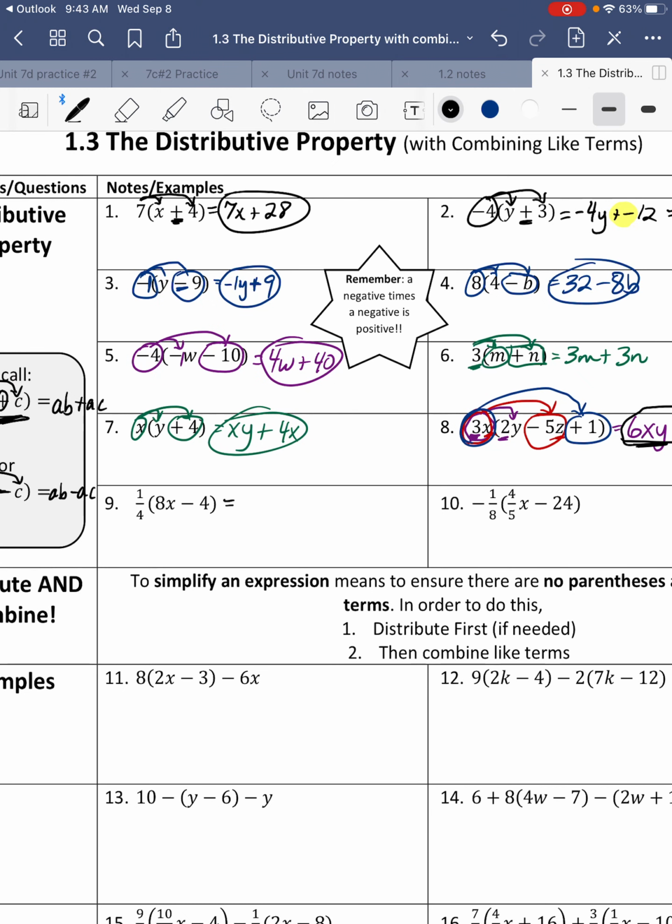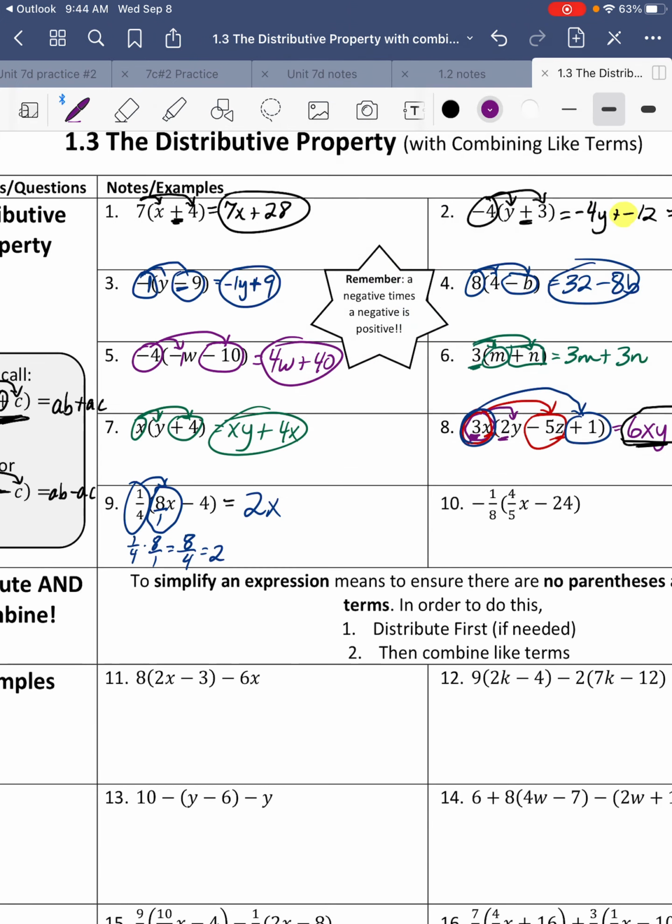Number 9. All right, so we need to multiply, and we have a fraction. Let's not be scared of them. When you're multiplying fractions, you have to represent every number as a fraction. So 1/4 times 8x. So that's 1/4 times 8 over 1. That's going to be multiply the numerators. 1 times 8 is 8. Multiply the denominators. 4 times 1 is 4. 8 divided by 4 is 2. So that's going to be 2x.